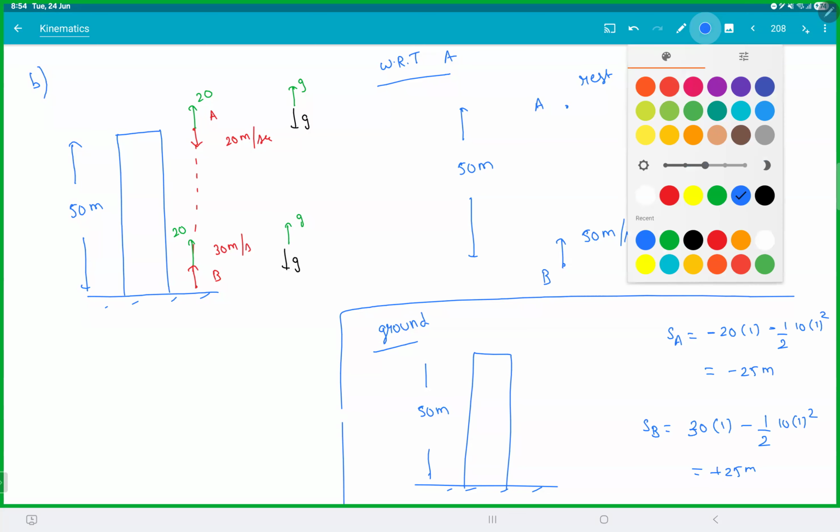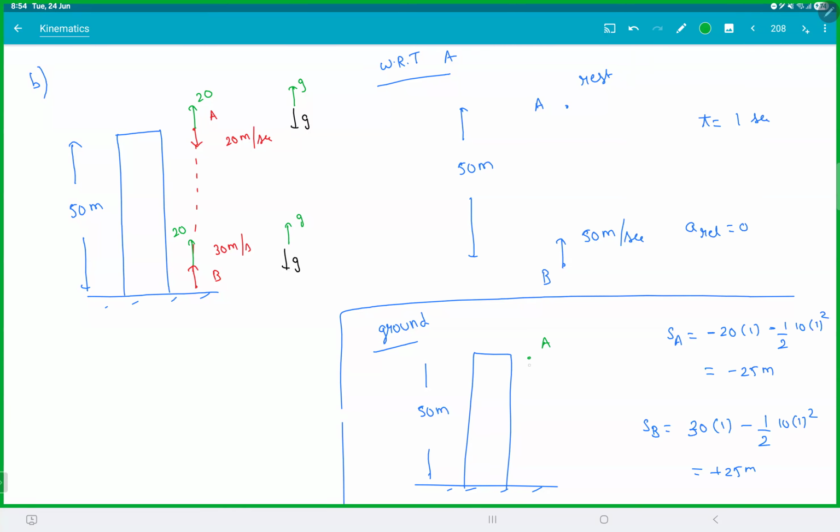Meaning the particle A in 1 second is traveling 25 meters down. That is the meaning of the minus sign. The particle B is traveling 25 meters up in 1 second. That is the meaning of the plus sign. They're colliding at the midpoint of the building.